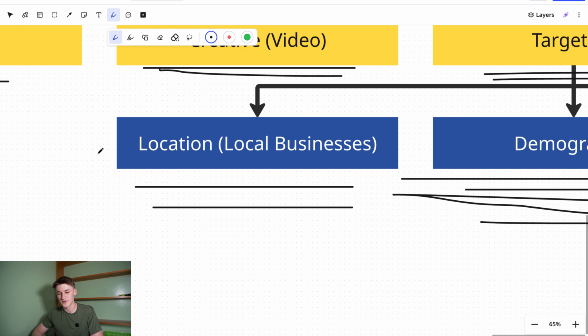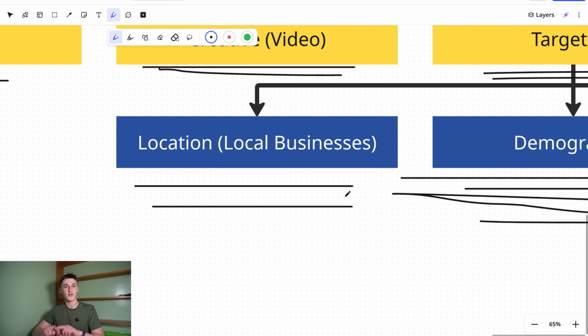And so we have location. So this is mainly for local businesses. You can target a certain area inside the Meta platform.